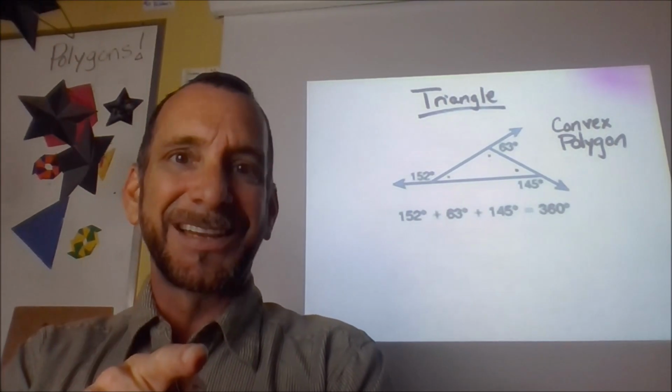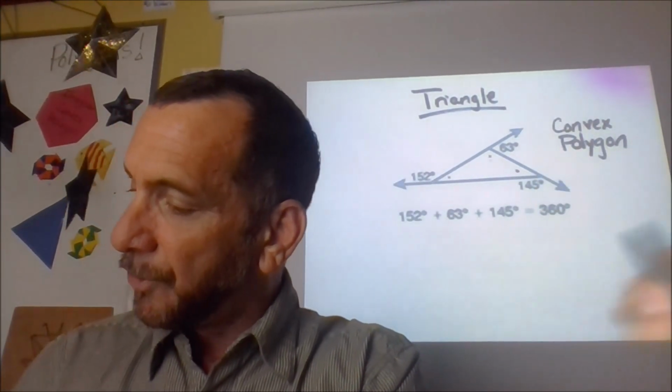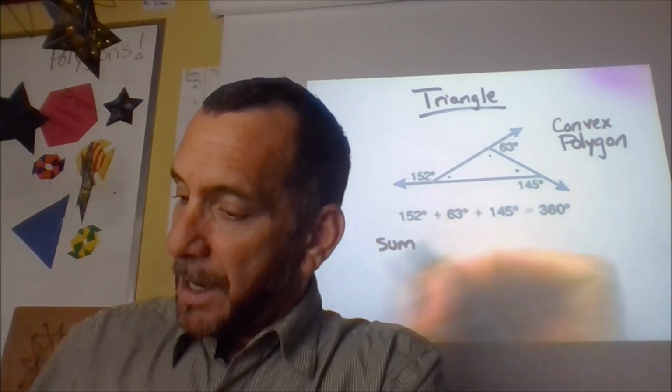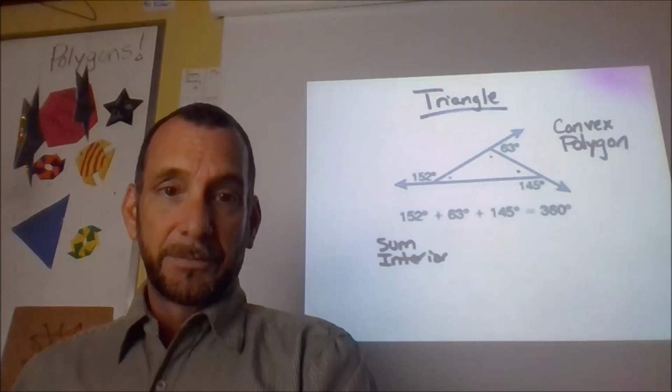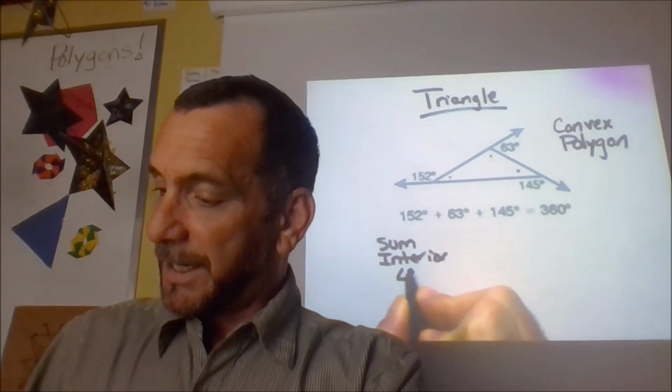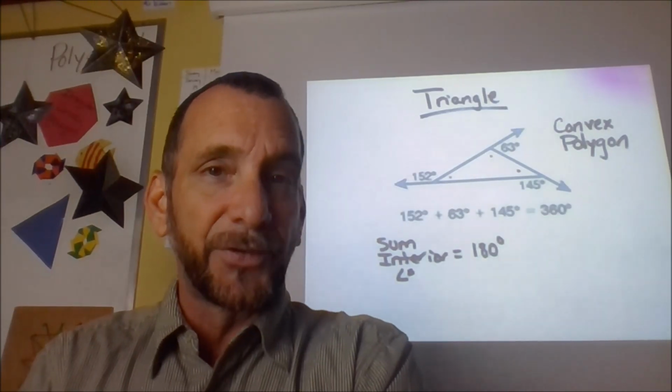We know that because I know you're all yelling it out right now, 180 degrees. So the sum of the interior angles for a triangle is 180 degrees. That's the triangle sum theorem.